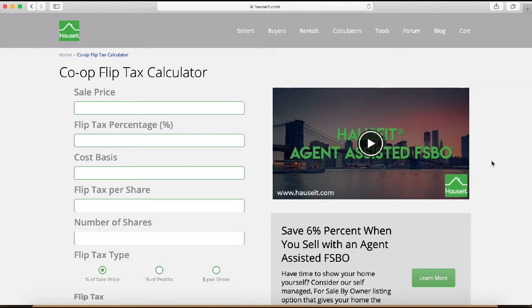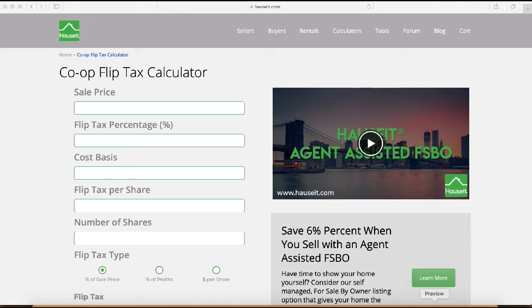It is also possible that a co-op or a condo can implement a new flip tax, or they can increase or lower the flip tax even after you've purchased a unit. So you really don't want to make any assumptions about a flip tax without double checking with the managing agent. Now let's look at a couple examples of what you would actually see if you were to do some research to try to figure out what your flip tax would be.